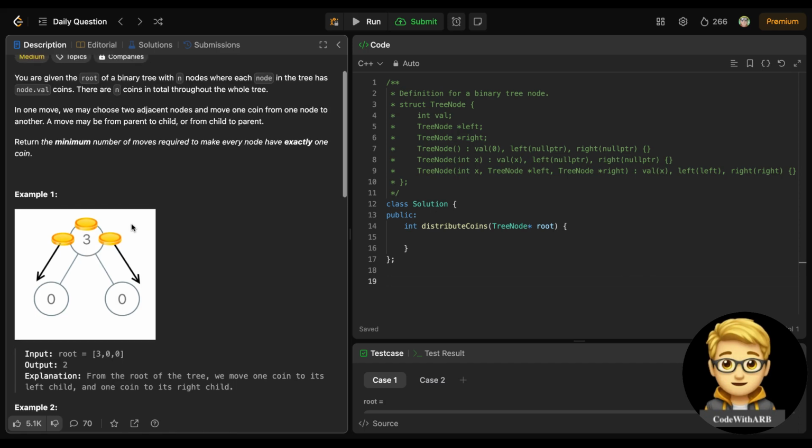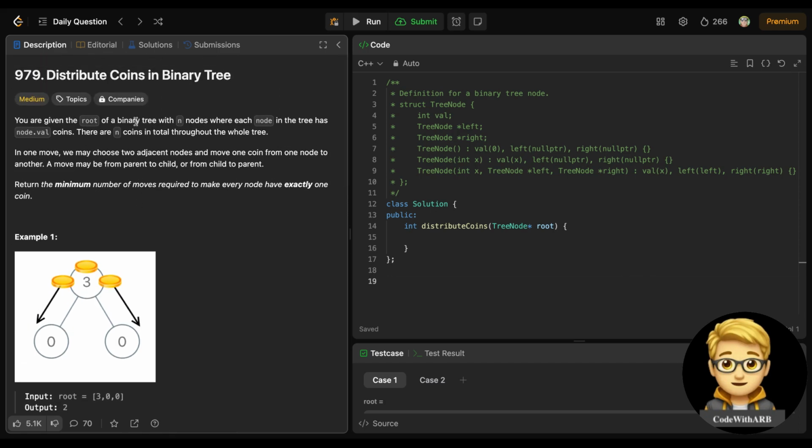Okay. So here we are given n nodes, and the total number of coins in the whole tree should be n coins, right? So we need to distribute so that every node has one coin. And we need to take a minimum number of moves to make this happen. In one move we can choose two nodes and move one coin from one node to another node, right? That is the only move we are allowed.